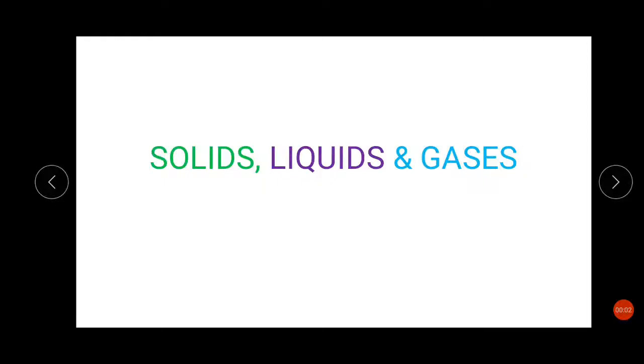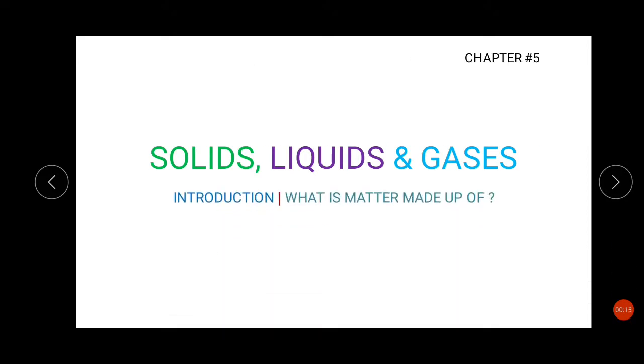Students, today we are going to start with a new chapter. The name of the chapter, as you can see, is solids, liquids, and gases. This is chapter number 5 from the textbook. In particular, we will be discussing the introductory section of the chapter, and then we will be discussing what matter is made up of. This is part number 1 of the lesson.